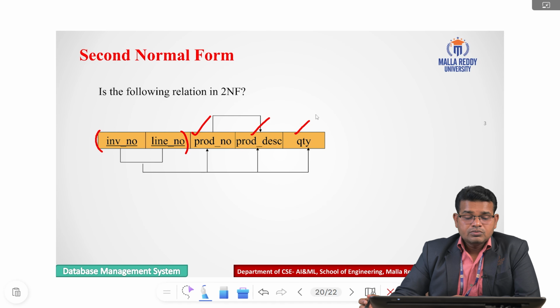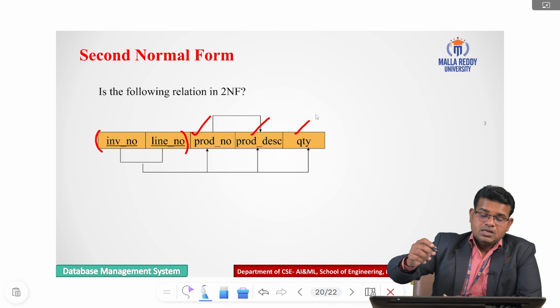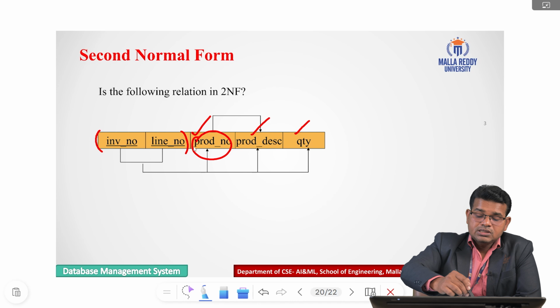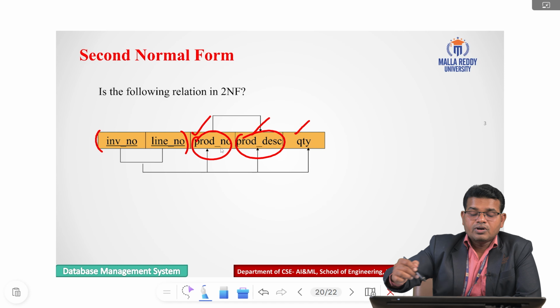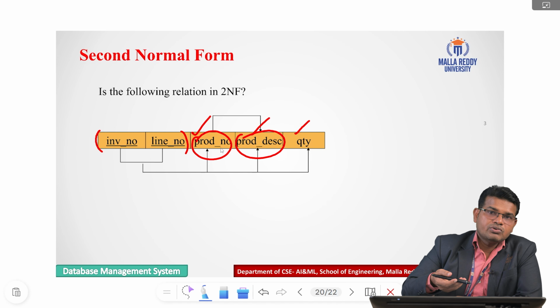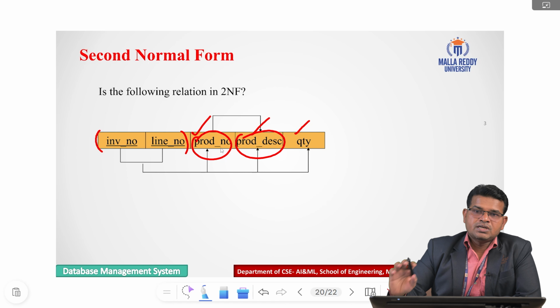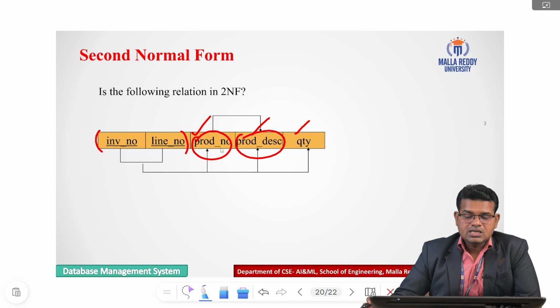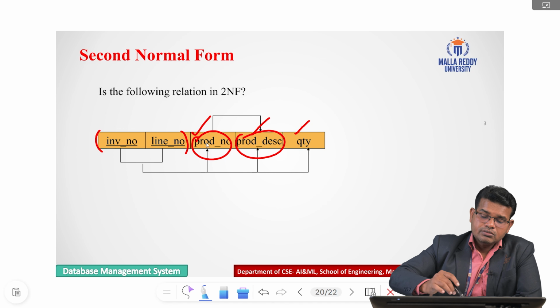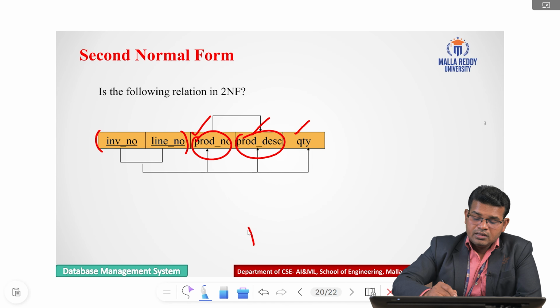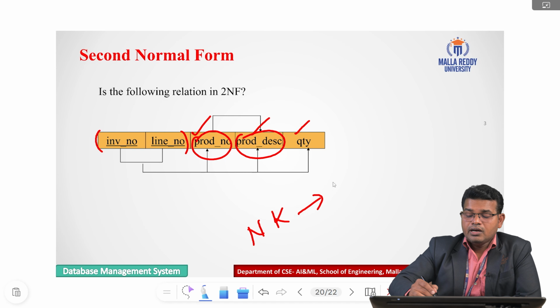Where we have a problem? The problem that we have here is, again, product number is separately determining product description. If you give product number, we can describe the product. So, such dependencies occurred here. In such cases, what we have to do? Here we can say a non-key attribute, product number being a non-key, is determining another non-key. A non-key determines another non-key.